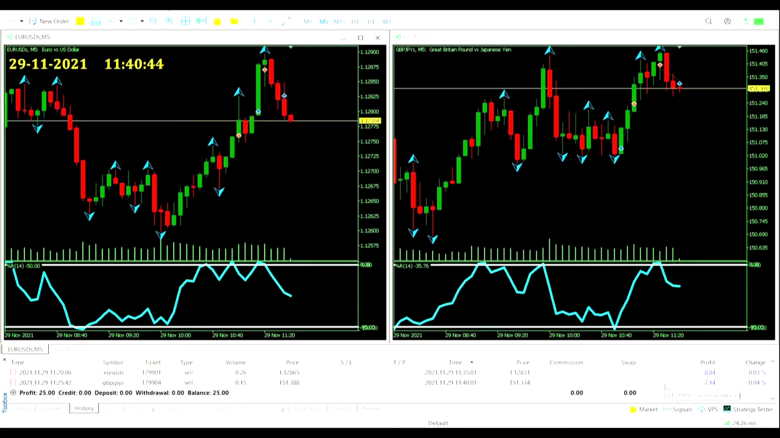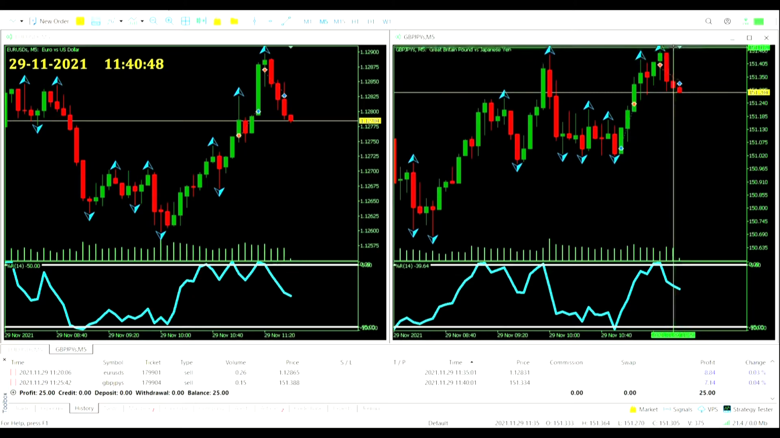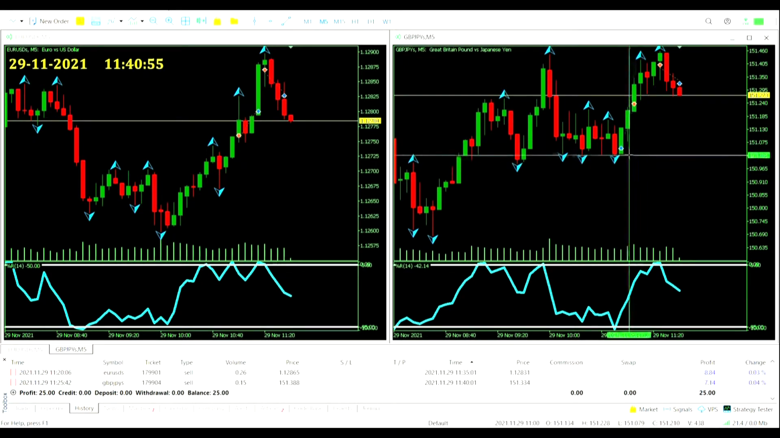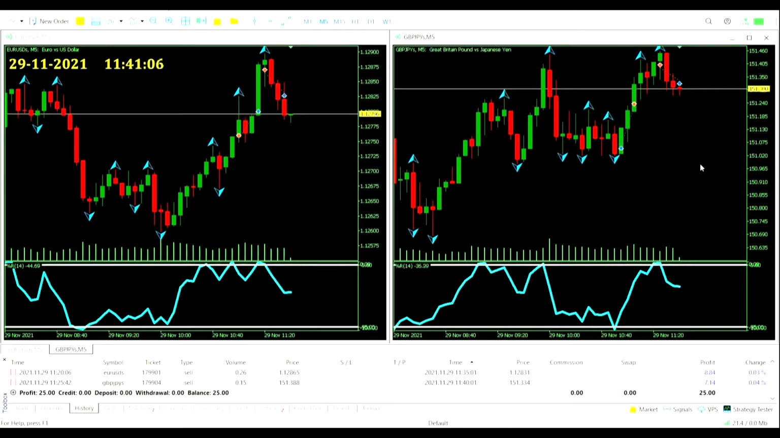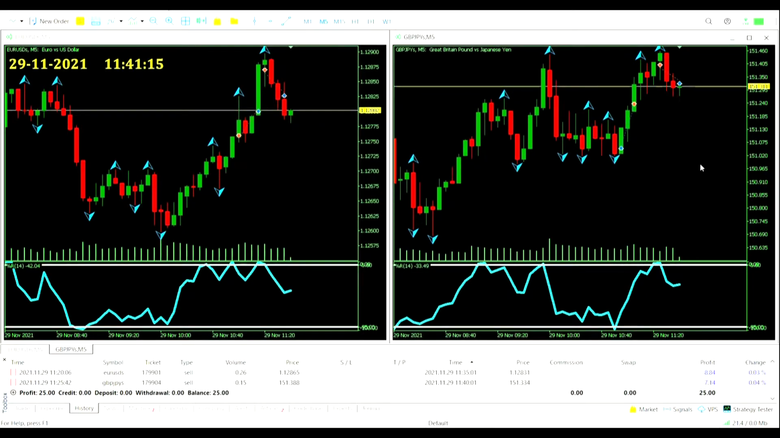$7.14 from that one. Again, quite a bit lower volume. We had 0.15 for this one because of the distance that it was from there to there, as opposed to this one we had 0.28 because we were only measuring this sort of distance. A win's a win there, and we're happy to take them. $25 up for the day now.